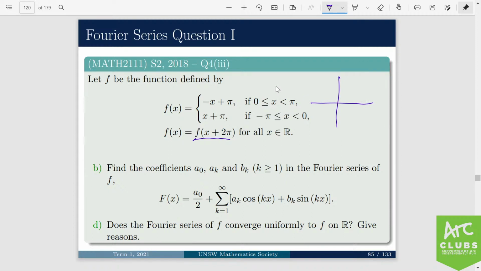So what does it look like? Let's look at the first piece. When x is between 0 and pi, so let's say pi is here, then f of x is minus x plus pi. So at 0, that would be pi, and then just a straight line down. And on the left side, between minus pi and 0, it's like the negative of that. So instead of minus x, we have x. So at 0, it would still be at pi, and then at minus pi, it goes down. And since it's 2 pi periodic, we can keep going and it'll look the same, and it'll look like that.